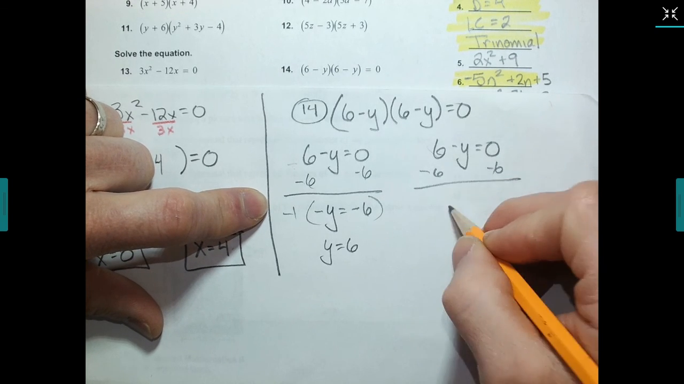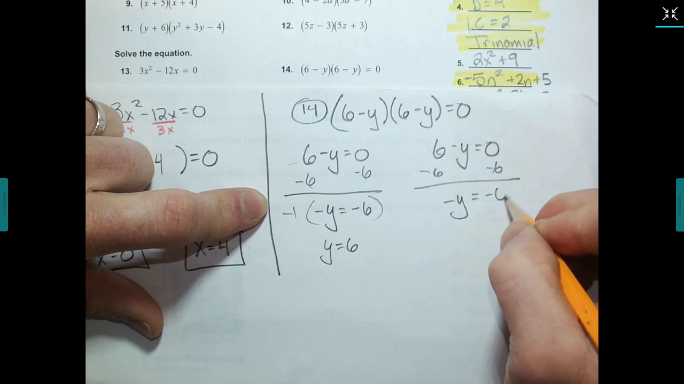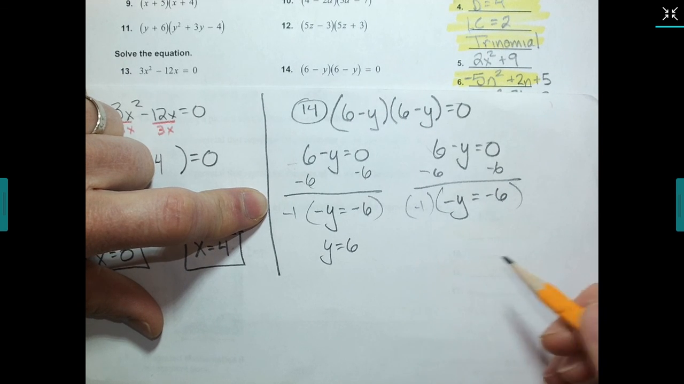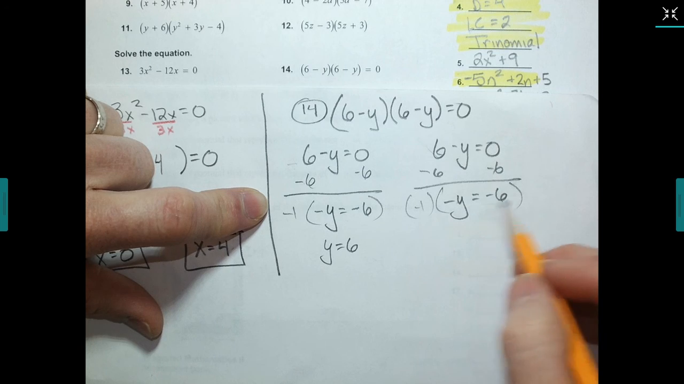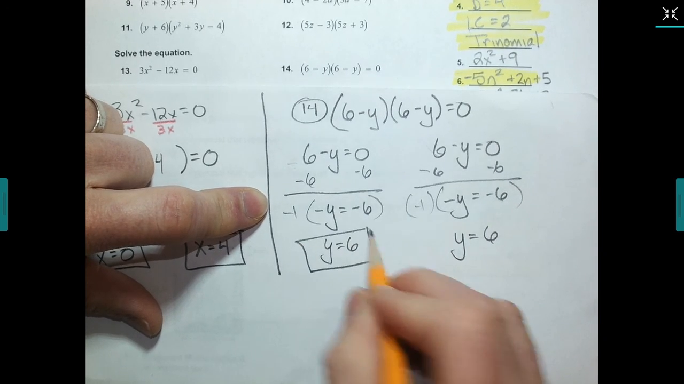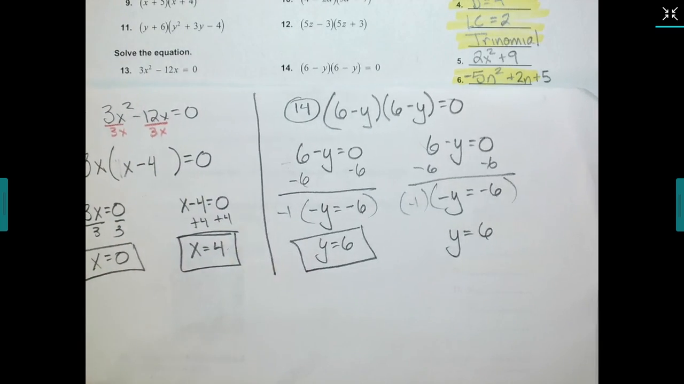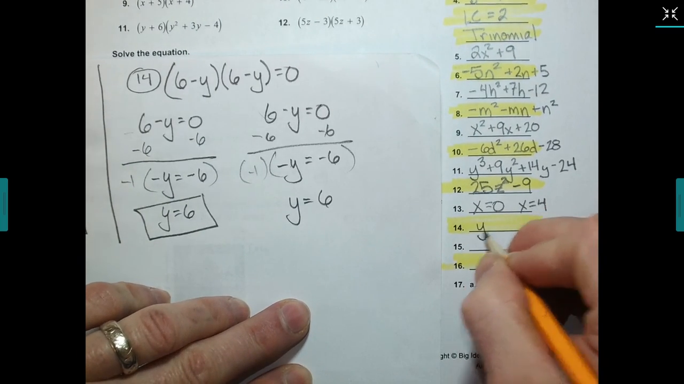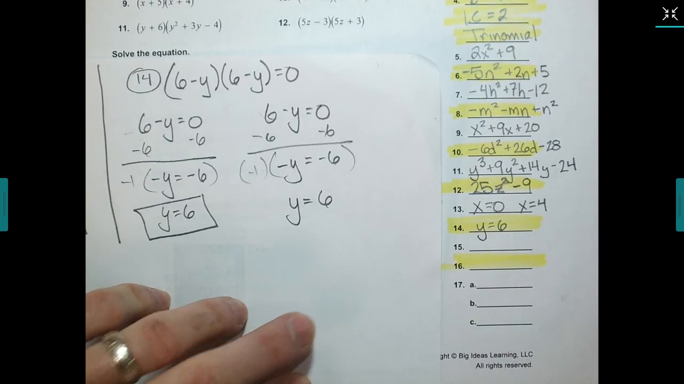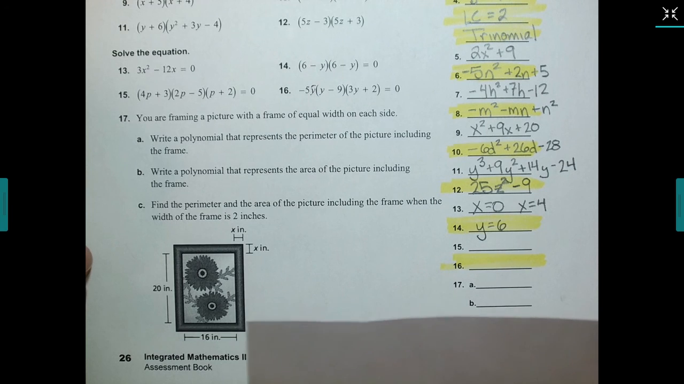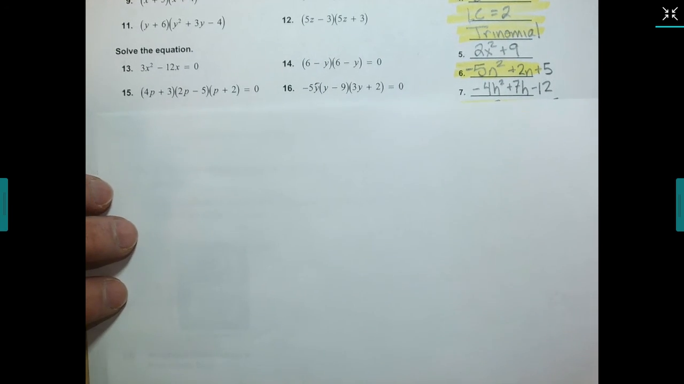Minus 6 on both sides, negative y equals negative 6. Same thing. Can't have negative y, so I have to multiply everything by negative 1. So I get y equals 6. So sure enough, y equals 6. It's the same. I only need to write it down once. Y equals 6. All right. So 2 more to solve.